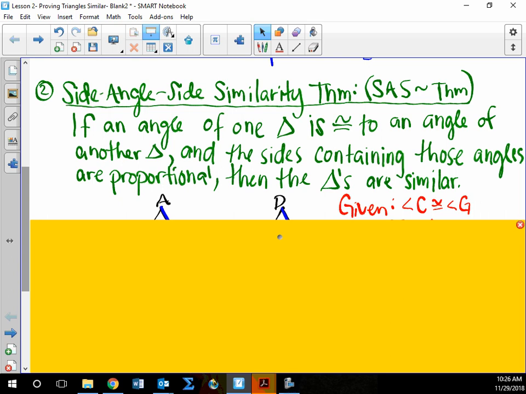Alright, so our side angle side similarity theorem, or SAS squiggle theorem. Let me read this to you. If an angle of one triangle is congruent to an angle of another triangle, okay, so we've got 1 set of angles congruent, and the sides containing those angles are proportional, then we know they're similar.